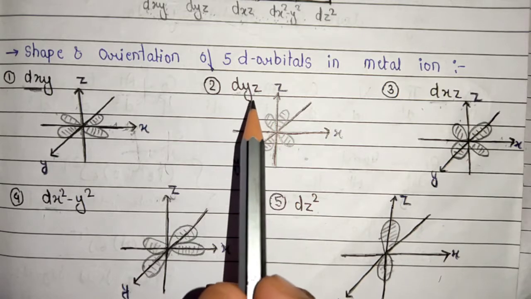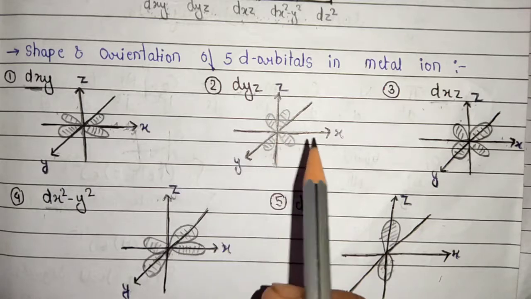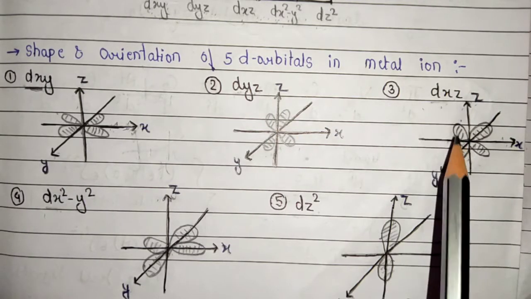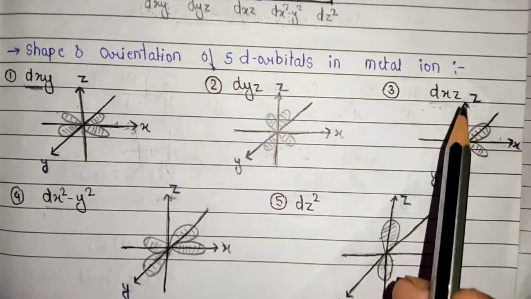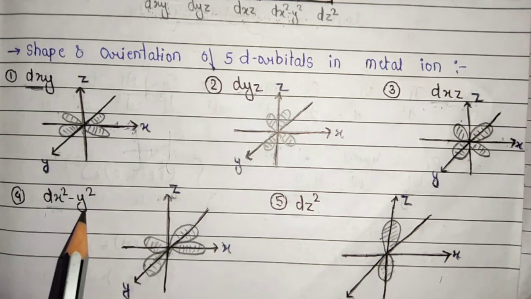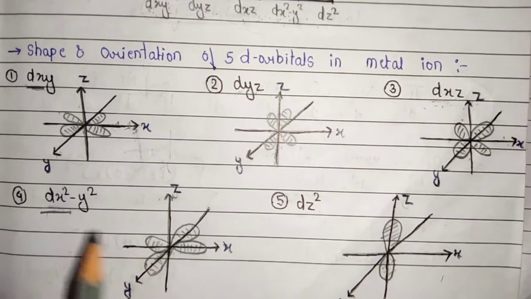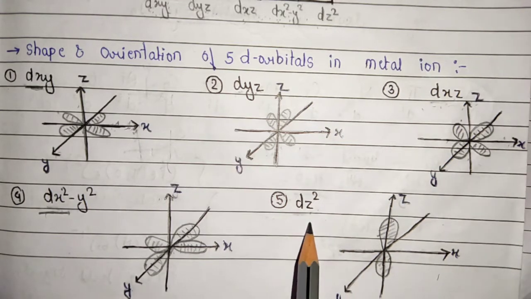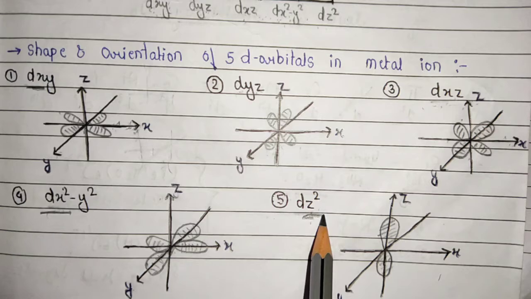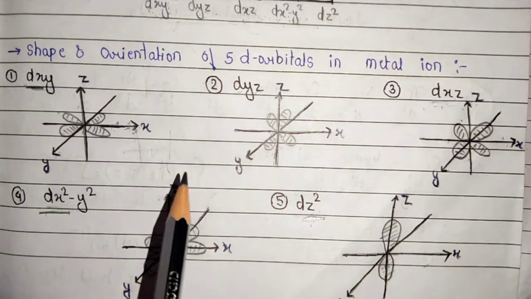Similarly, the dyz orbital lobes are present in between the y and z axes, and the dxz orbital lobes are present in between the x and z axes. In dx square minus y square, the lobes lie along the x and y axes, and in the dz square orbital, the lobes lie along the z axis. So this is the orientation and shape of the 5 types of d orbitals.